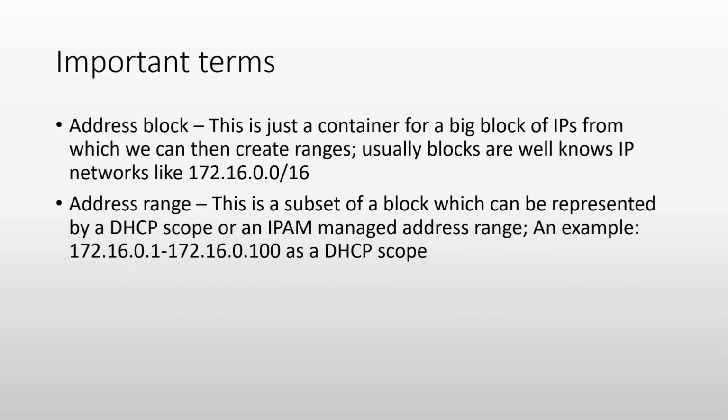When you work with IPAM, there are two terms that I consider important to understand: address blocks and address ranges. An address block is simply a container for a big block of IP addresses. And usually an address block is mapped to a subnet, to a well-known subnet like the one that I show here. Just know that an address block is something invented in IPAM. It's an IPAM term, so it's not something physical or tangible.